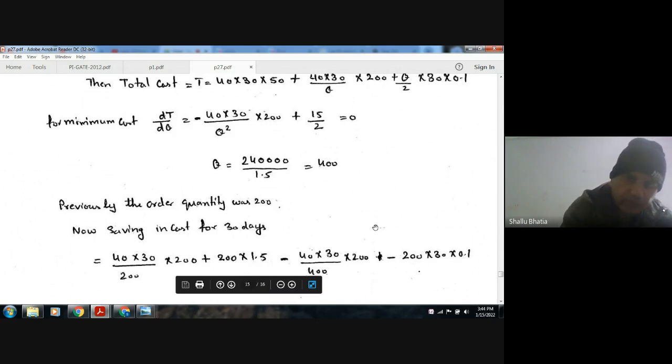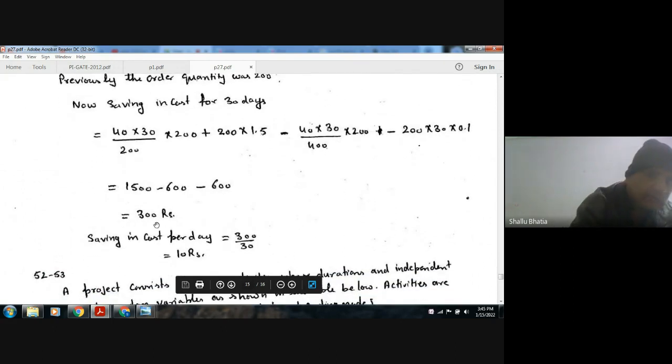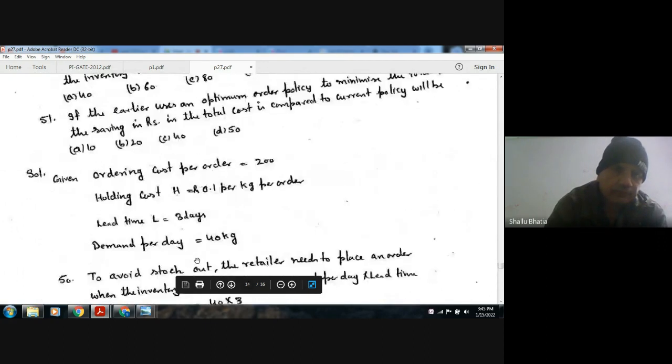Now, when he uses the economic order quantity, the cost is this. And when he was placing the order according to 200, the cost is 40 into 30 by Q into 200, plus Q by 2 into 30 into 1.5. So this is the saving in cost, according to 200 and according to 400. The total saving in cost will be the difference of the two, that is 300 in 1 month, and in 1 day it is 10 rupees. So the answer is 10.